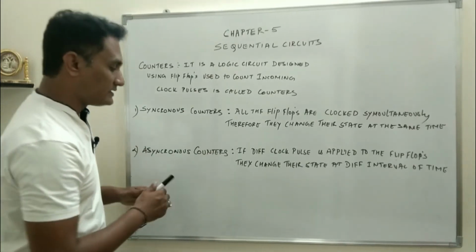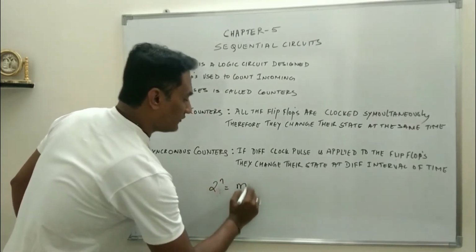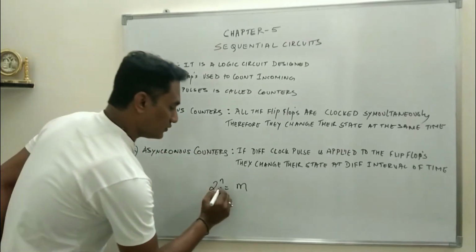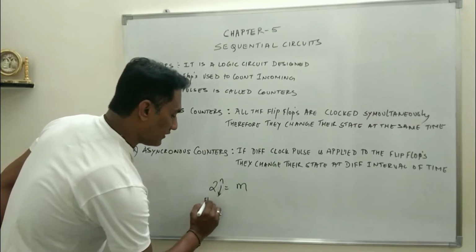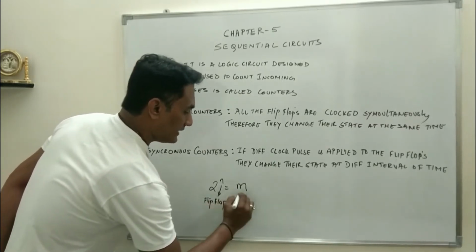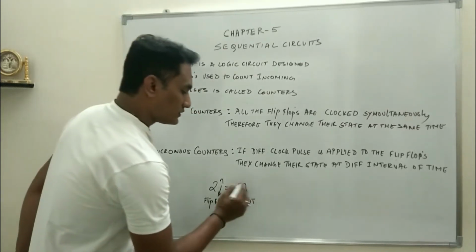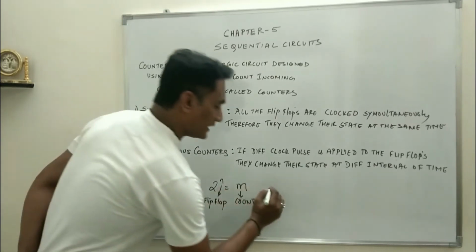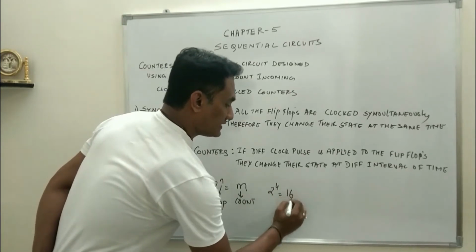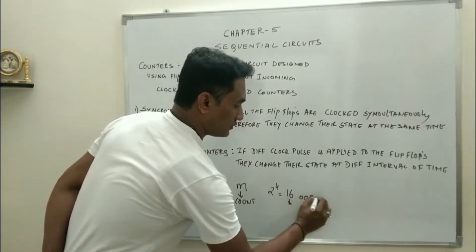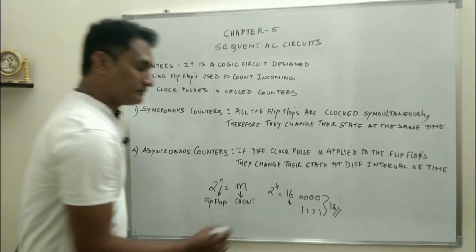One more important thing is the relationship between the number of flip-flops and the number of count which is going to happen. So 2 raised to power n is equal to m, where n is the number of flip-flops and m is the count. As I said, if a 4-bit counter is there, that means 4 flip-flops are there. So 2 raised to power 4 equals 16. So how much count will be there? 0, 0, 0, 0 to 1, 1, 1, 1. Total number of count is called 16.